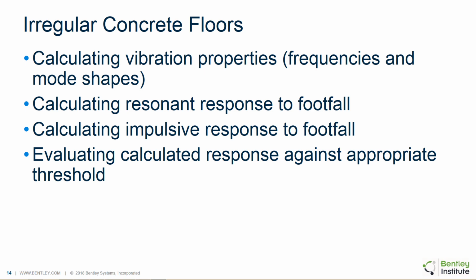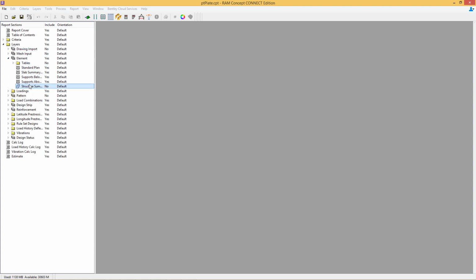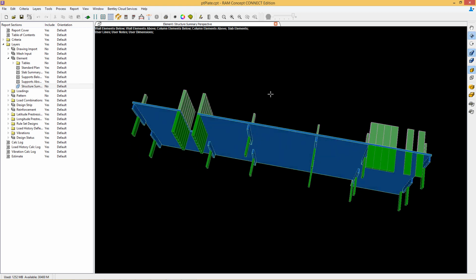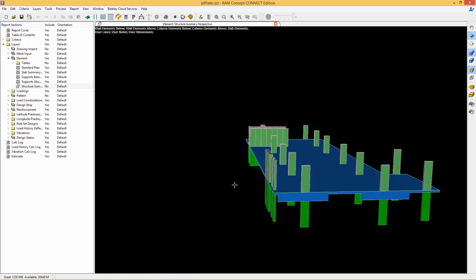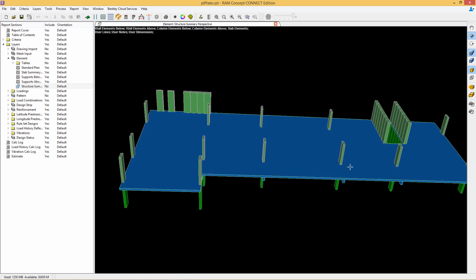very quickly and easily. So I have a model here in RAM Concept that's already been generated, and we can take a look at the structure here. This has a flat plate slab with some stiffener beams underneath along the column lines, with some columns and walls above and below the slab. And so once our model is generated, doing the vibration assessment is extremely easy.